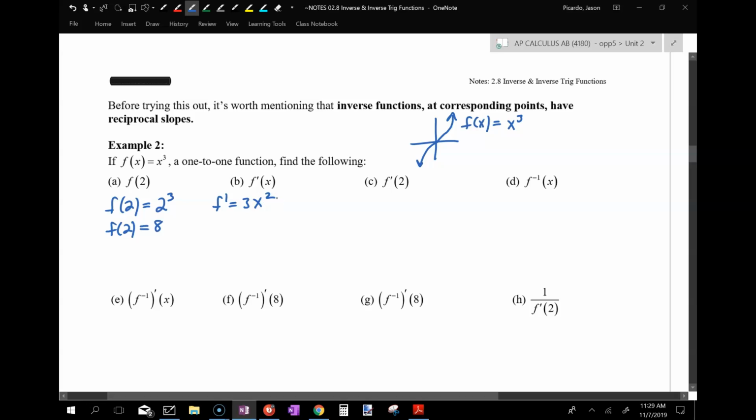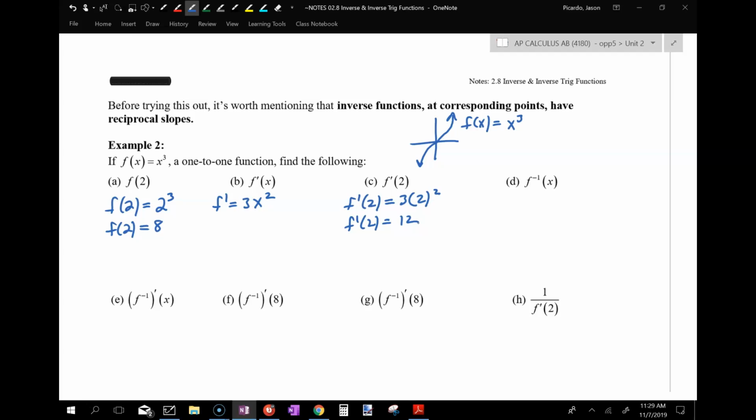All right, now what do I want you to do? Now I want you to find the derivative at the value of 2, right? So the derivative at the value of 2 is 12, right? It's 12. Now what do I want you to do? Find the inverse, right? Find the inverse.